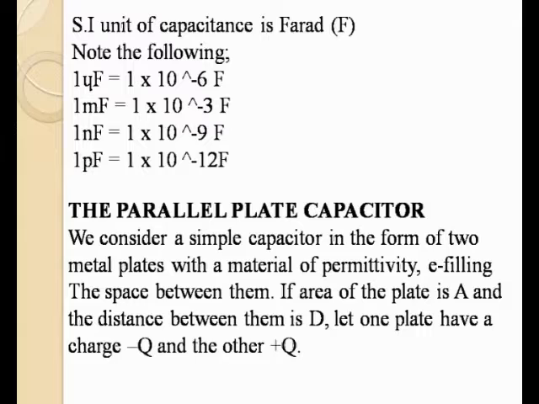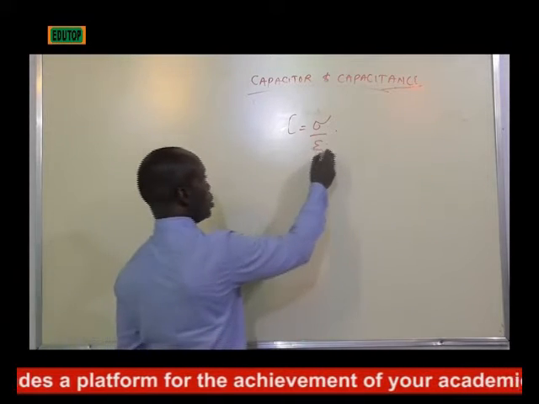Now let's proceed. There is what we call the parallel plate capacitor. We consider a simple capacitor in the form of two metal plates, with a material of permittivity E filling the space between them. If the area of the plate is A and the distance between them is D, let one plate be charged negative and the other positive. So this is your E naught.